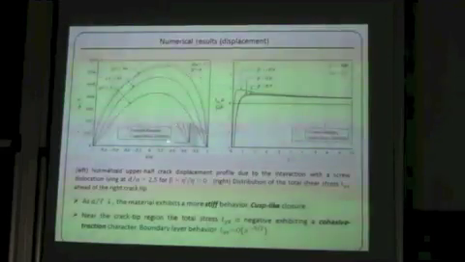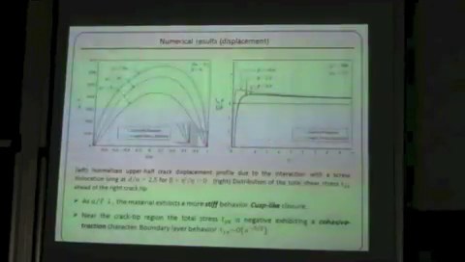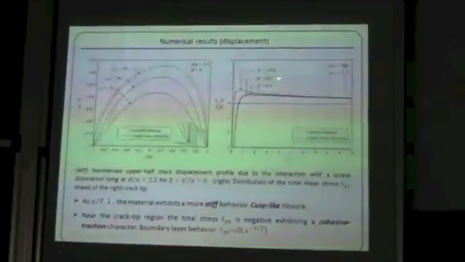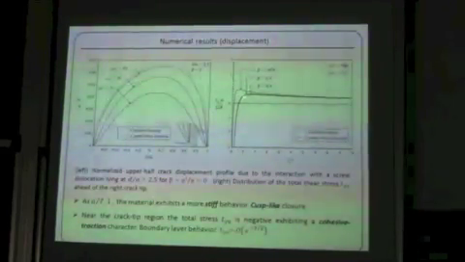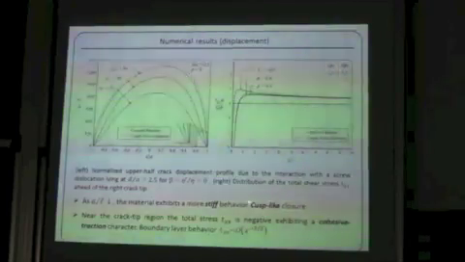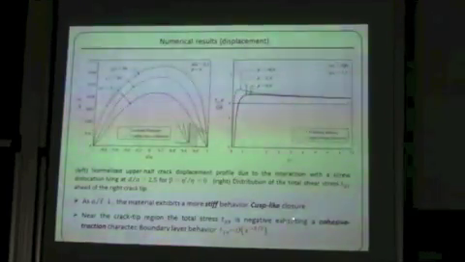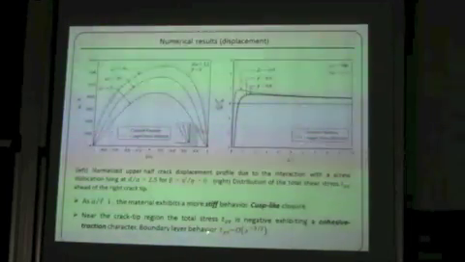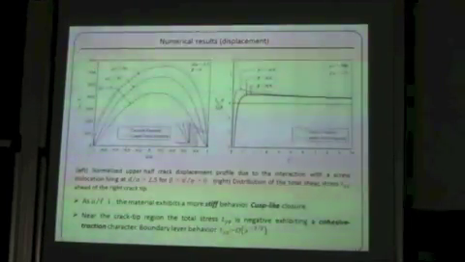We have plotted it here. And on the right figure we have plotted the total stress distribution. What we see is that very near the right crack tip, this total stress exhibits negative values, thus exhibiting a cohesive traction character. And also we have a boundary layer behavior of this kind.